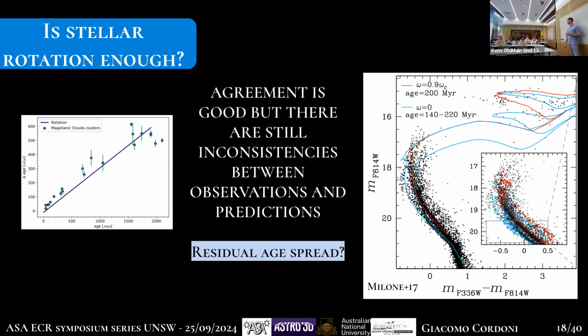However, the agreement is good, but it's still not perfect, in the sense that there are still some residuals here, there is a large scatter here, and more importantly, if we want to reproduce exactly the CMD here, maybe you can see there are two very light blue lines, so we still have to assume that there's a residual age spread to match the bluer part of the turnoff. So, okay, rotation is there, but it's not enough to explain what we are observing.